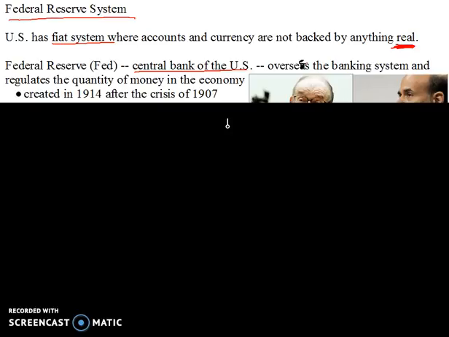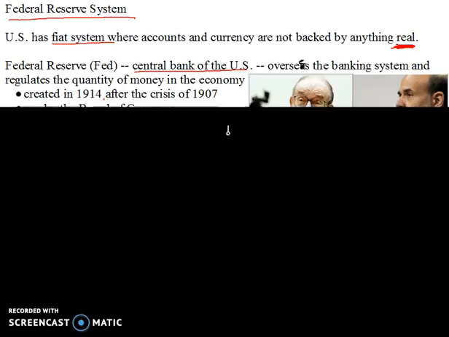First of all, it was created in 1914, following the crisis of 1907. So just like we had a crisis in 2009, there was a crisis in 1907, and this eventually led to the creation of the Federal Reserve in 1914.